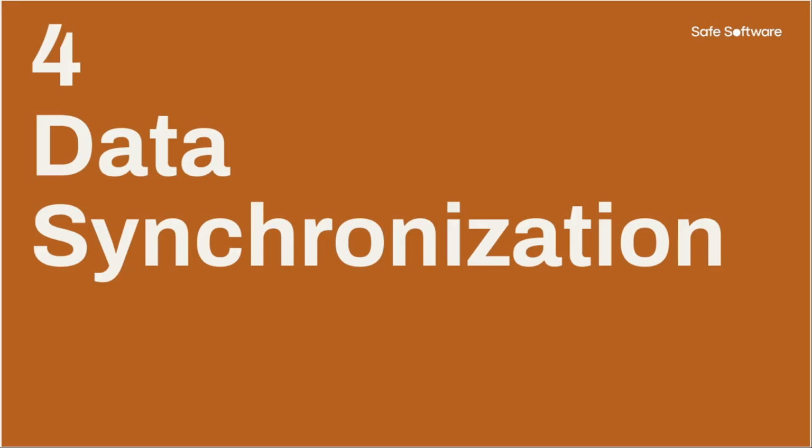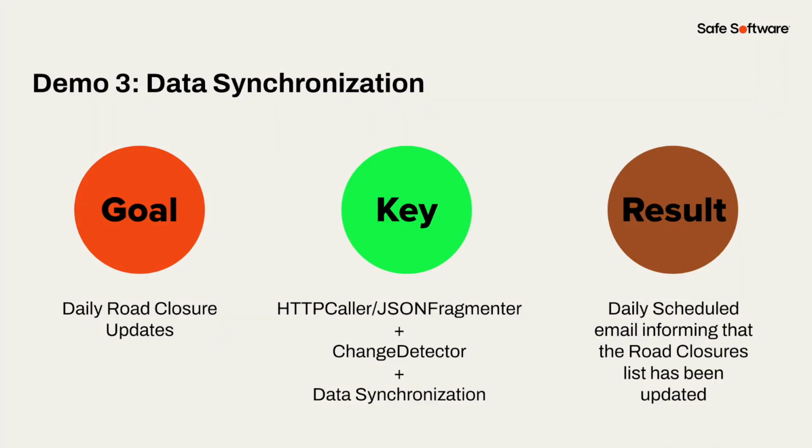Thanks, Emma. Those are 2 great examples of the ChangeDetector in action, so really good job on that. At Safe Software, we realized that data synchronization is a huge part of managing data, so I thought it would be important to highlight this in our next scenario. In this scenario, we're going to look at daily road closure updates from the City of Toronto using their data portal. It's very similar to the City of Vancouver, so I'd also recommend using that as well.